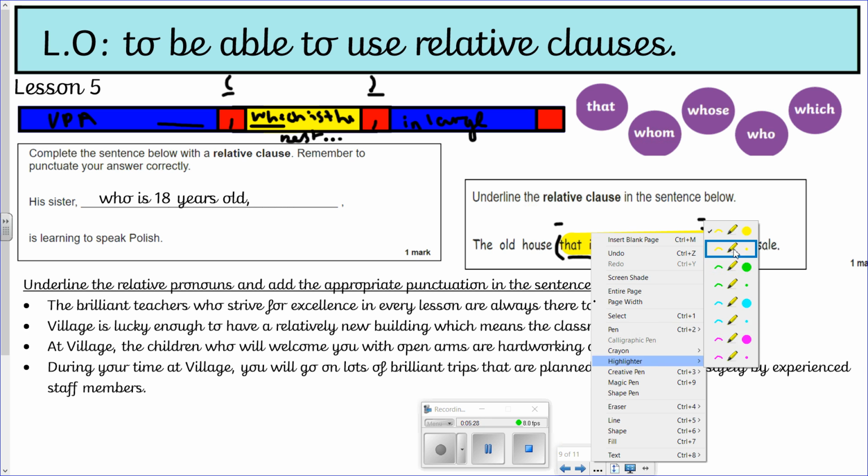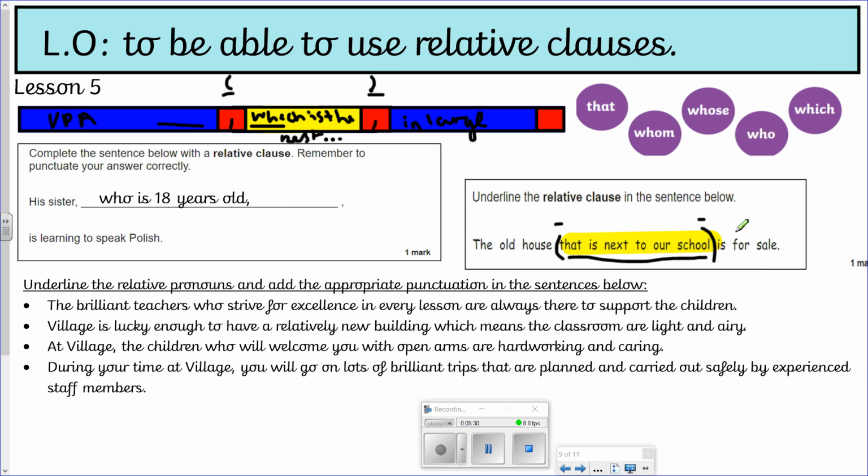So the first thing we're going to do is highlight all of the relative pronouns to start us off. Our relative pronouns are up here in purple to help us if we can't remember them. The brilliant teachers who strive for excellence in every lesson are always there to support the children. So who is my relative pronoun? Village is lucky enough to have a relatively new building, which means the classrooms are light and airy. So I'll go for which.